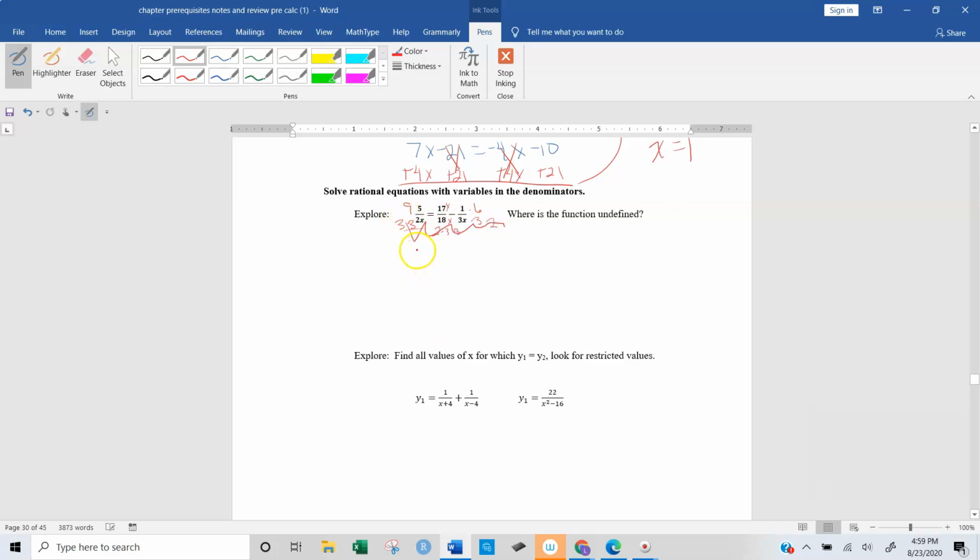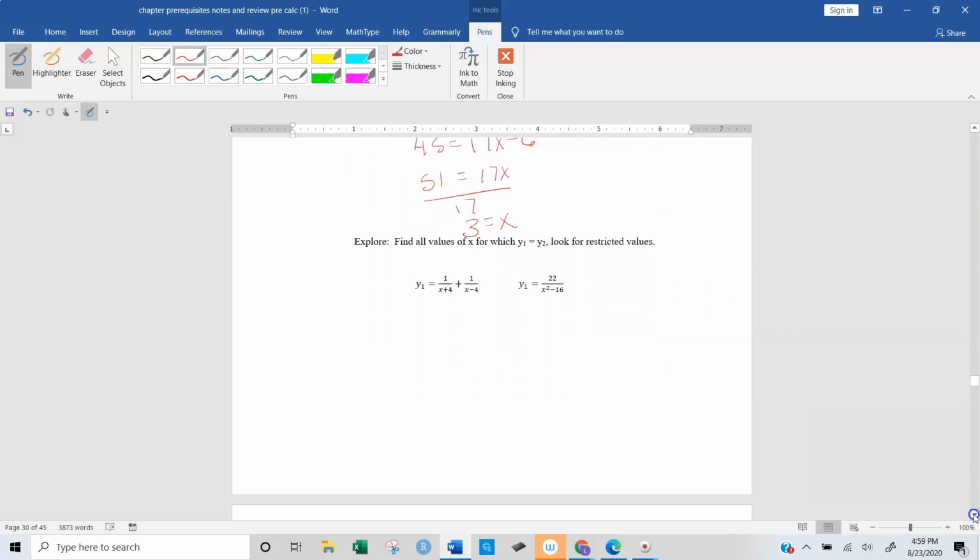So 9 times 5 is 45 equals 17x minus 6. Add your 6 over, so 17x equals 51. Divide by 17, x equals 3. Nicely done. All right, now they're going to try to make them look difficult, but they're really not.